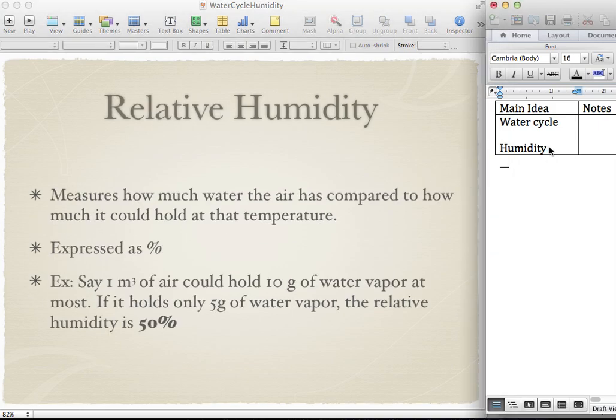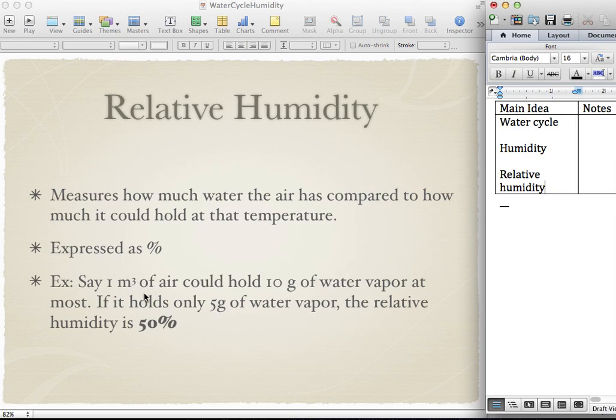But when we measure humidity, and you'll hear this on the weather, we always talk about relative humidity, right? And it's a percent. This measures how much water the air has compared to how much it could hold at that temperature. So let's say I have a cubic meter of air, a volume of air 1 meter on a side. Picture a cube 1 meter on a side. Say that it could hold 10 grams of water vapor at most.